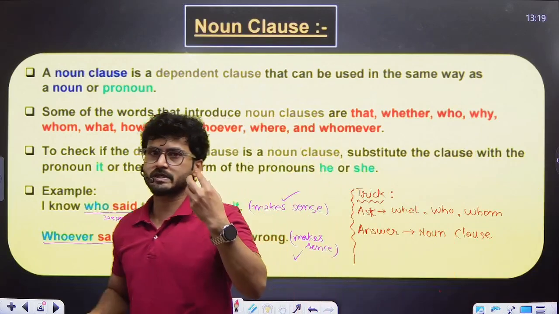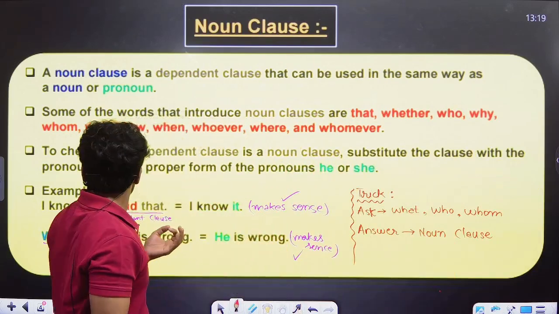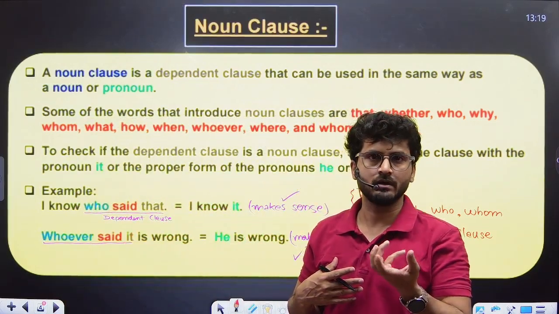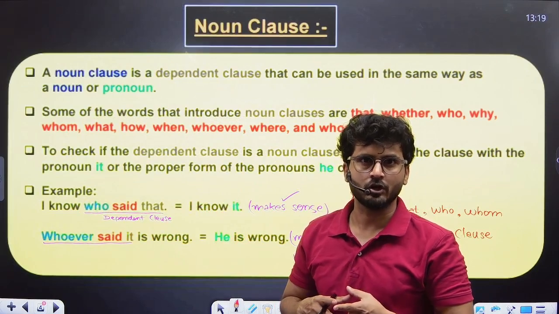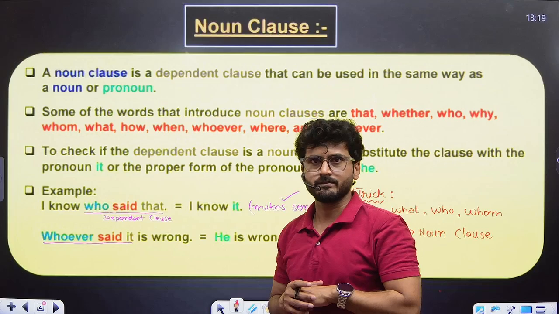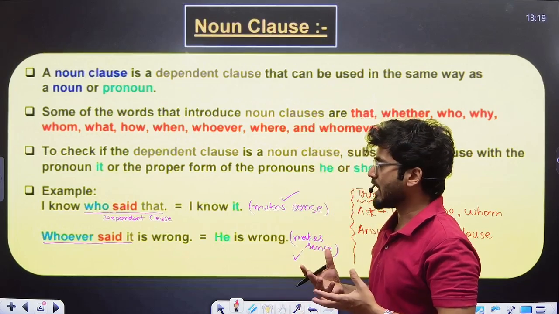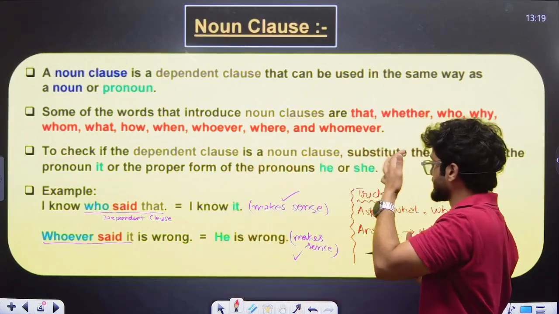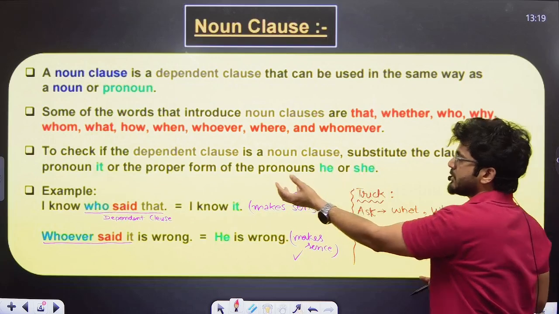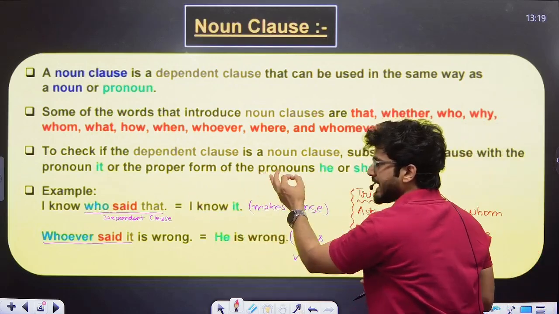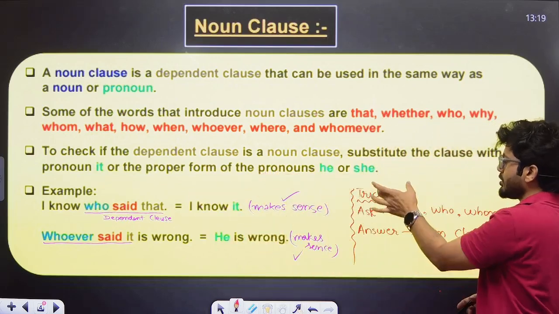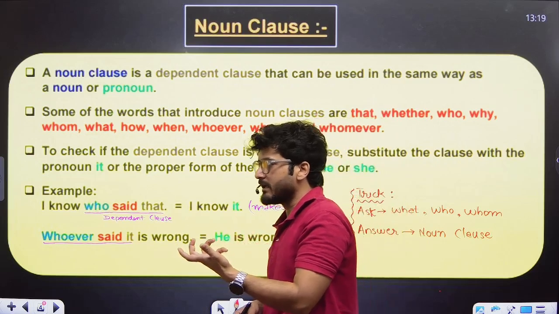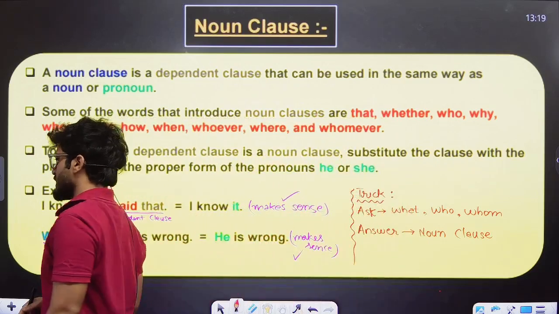For example, I know who said it. Okay, I know who said that. What does it mean? I know who said it. What do you know? Got it? I know who said it. So like that, you are getting who said it as a noun. Okay, noun is coming out, or pronoun is coming out. So either you can use this trick of it, or he or she, or you can use this trick of what. Whenever you are getting the answer of what, then you are going to put it inside the noun clause.